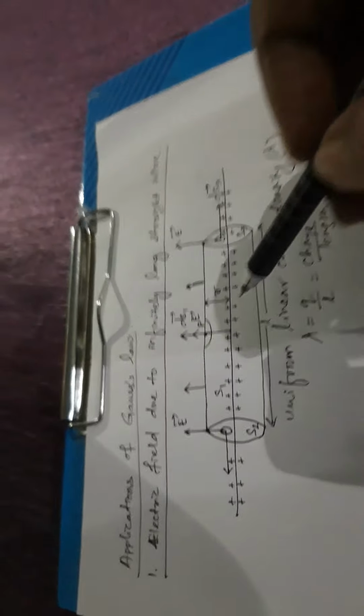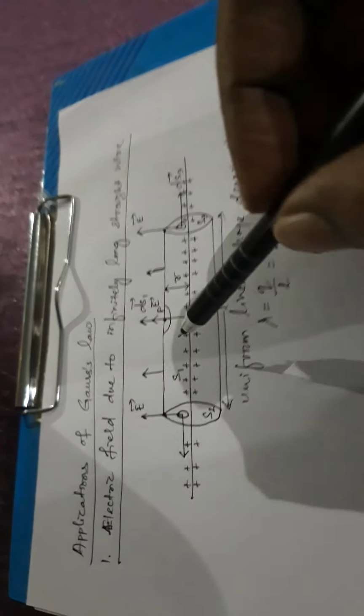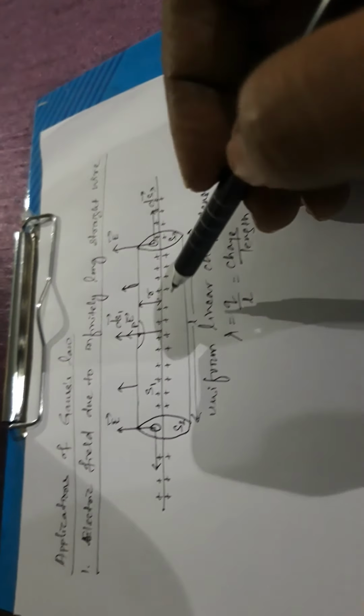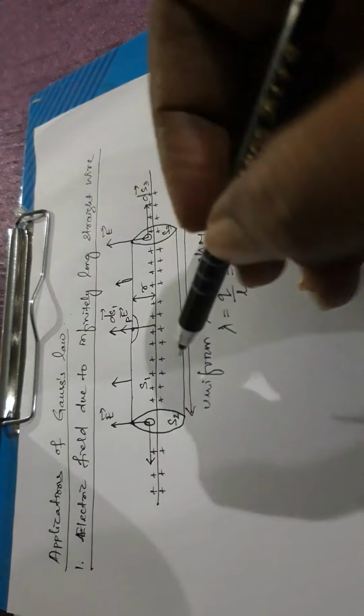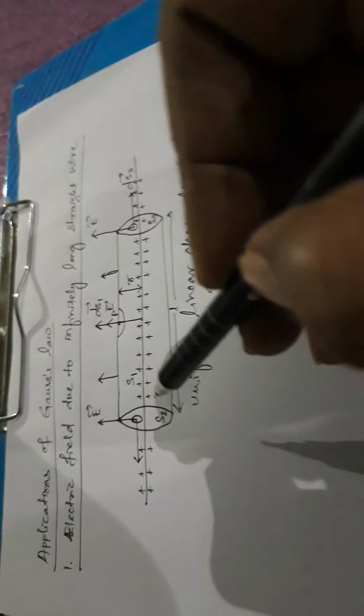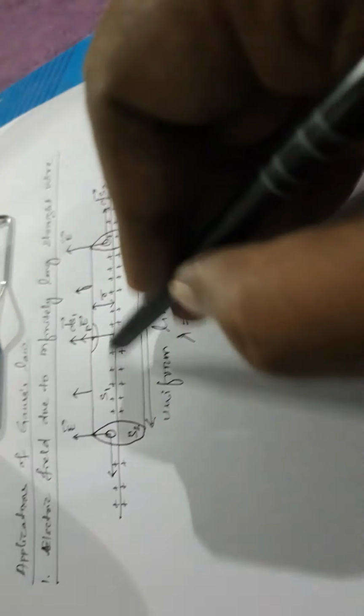If you look at this total Gaussian surface, which is cylindrical in nature, it consists of three parts. One curved surface, like your pen. This is your curved surface, and these are the flat surfaces. So S2 and S3 are the flat surfaces, and S1 is the curved surface. Now through this we will calculate the electric flux.